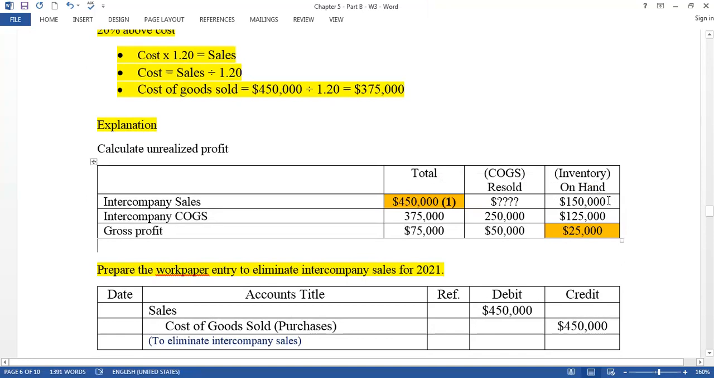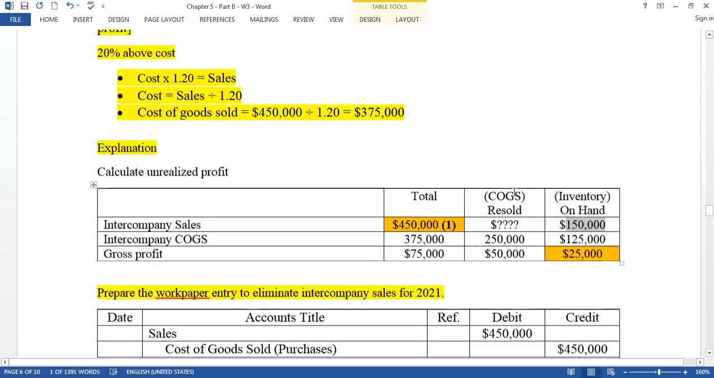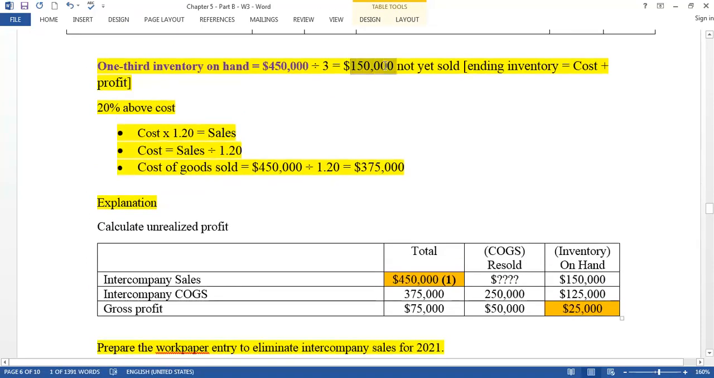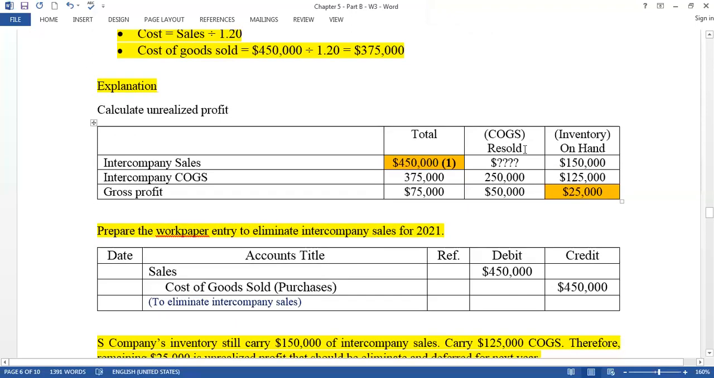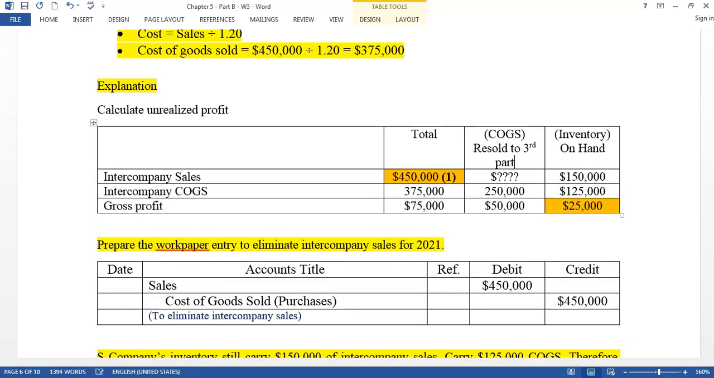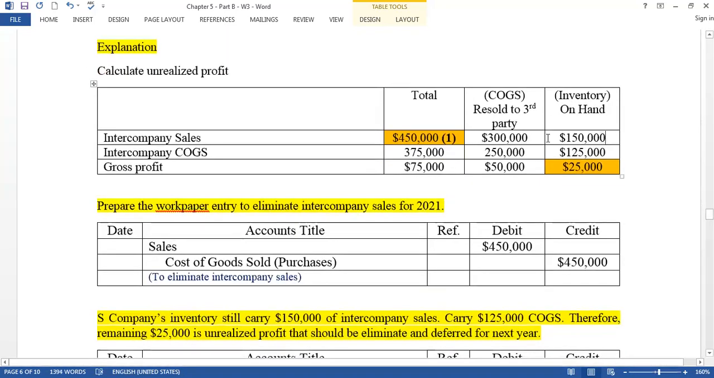Now, the question said that $150,000 is still not yet sold. It means that the rest was resold to a third party. So if you have not yet sold 150, how much did you sell to the third party? You sold $300,000 to the third party. Do you understand this? You understand, right? Now this 300, you know that this is the sales price.